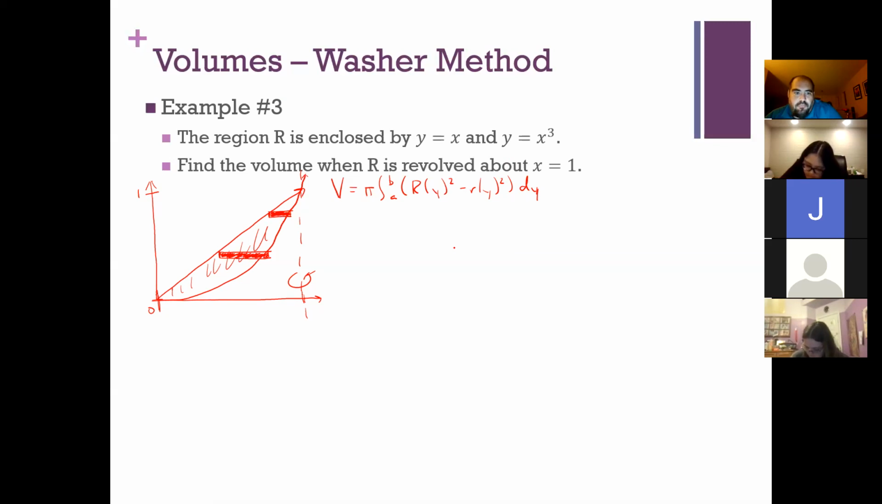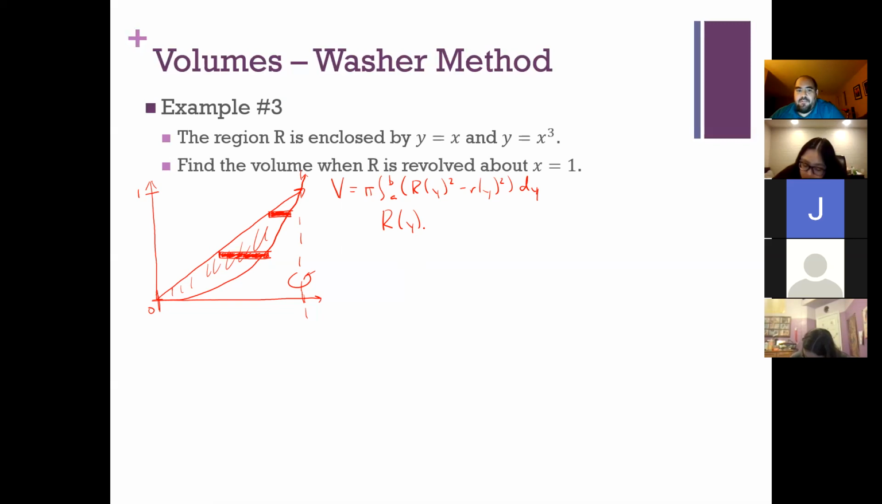Find the big and small radius. Right, so we need to find expressions for capital R of y and lowercase r of y. So where are we going to get our outer radius from? Is that going to come from the line or from the curve in this case? The line. It's going to come from the line. How do you know that, Colin? Because it's the farthest away from the axis of rotation.